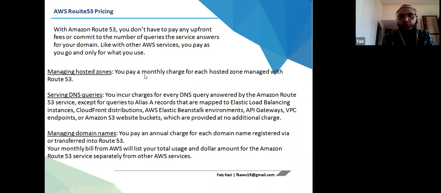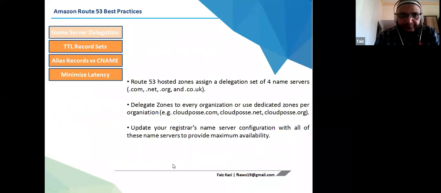So managing hosted zones, you pay a monthly charge for each hosted zone managed with Route 53. Serving DNS queries, you incur charges for every DNS query answered by the Amazon Route 53 service, except for queries to alias records. And managing domain names, you pay an annual charge for each domain name registered via or transferred into Route 53. So your monthly bill from AWS will list your total usage and dollar amount for the Amazon Route 53 service separately from other AWS services. Am I clear until now?